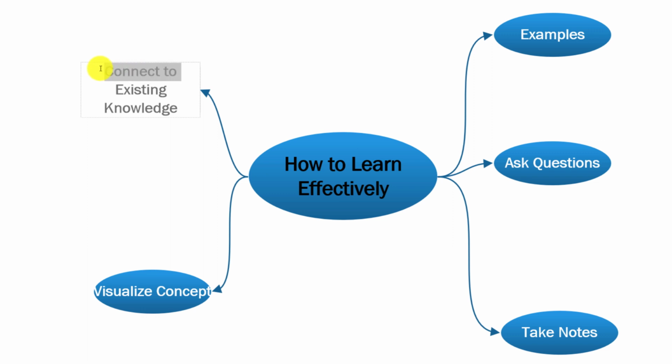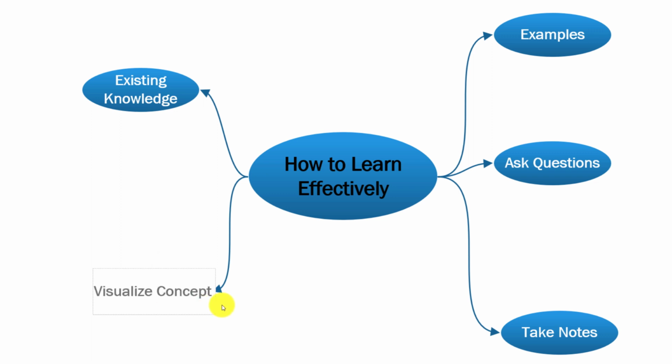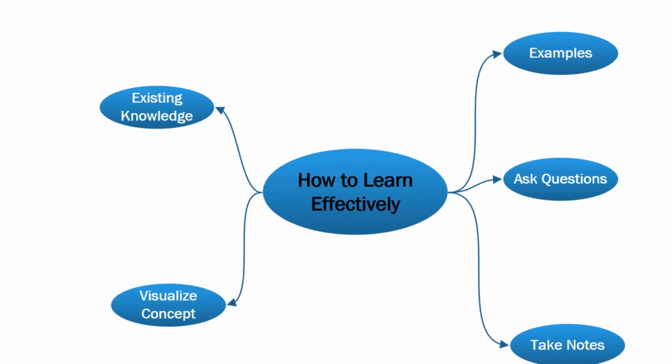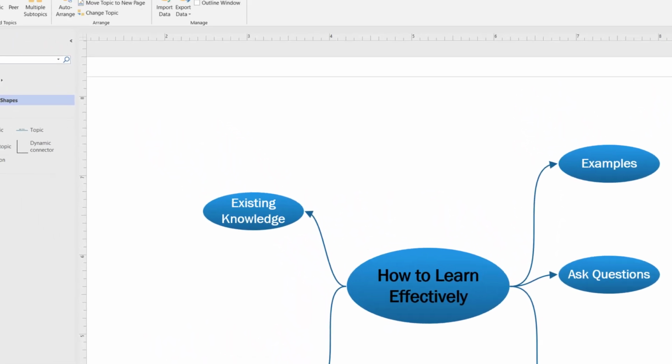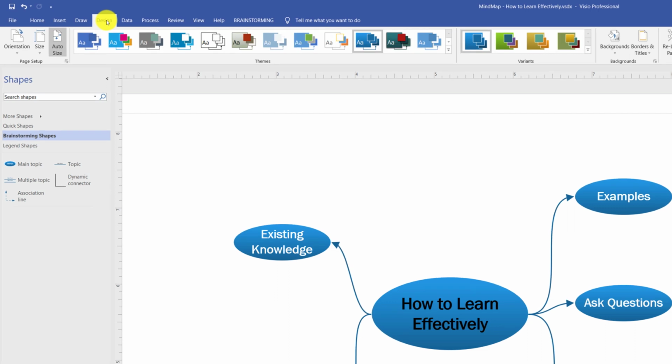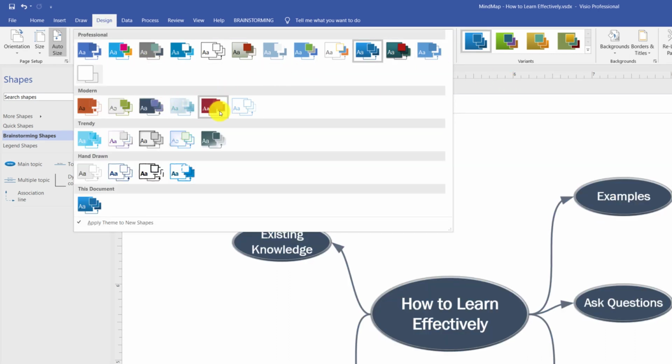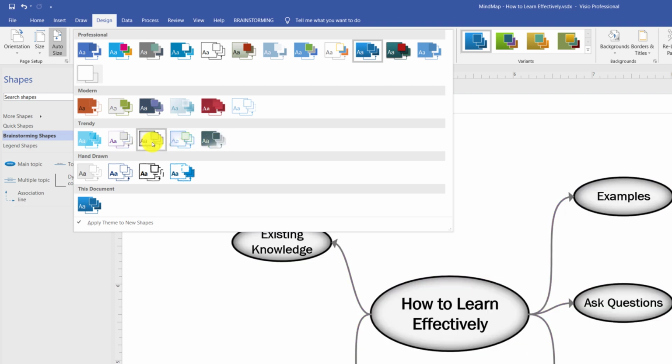For example, instead of connect to existing knowledge, I'll just leave existing knowledge. And here, instead of visualize concept, I can maybe have it on a different line if I really want to keep both, or I can just leave the word visualize. Other features that might help you improve the appeal of the diagram are available in the Design tab. Here you have multiple themes, and you can go through the themes and see how your diagram will look with the different theme.